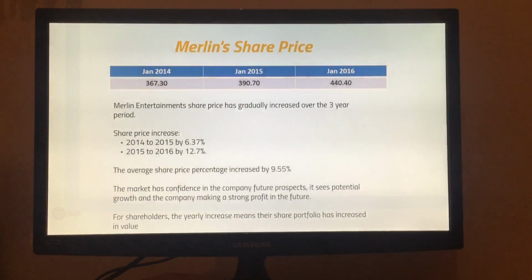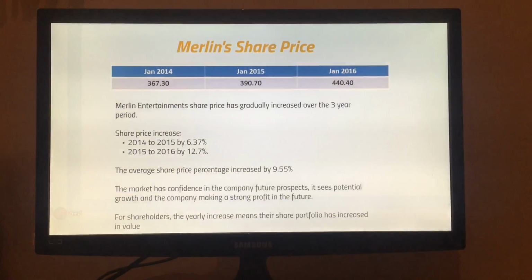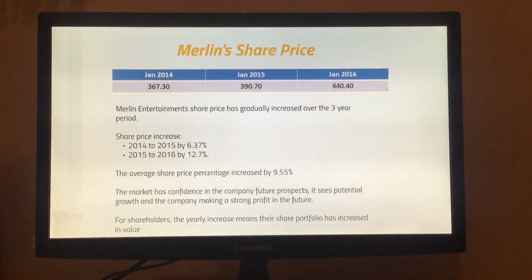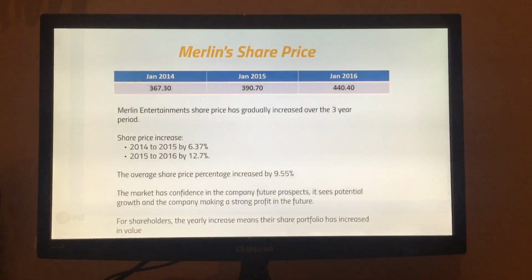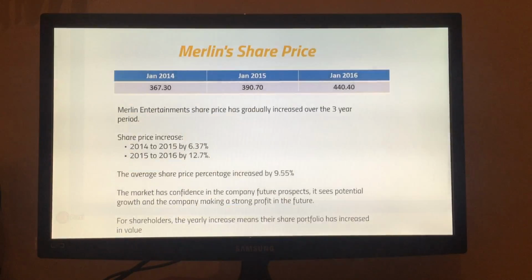The data collected shows that the market has confidence in the company's future prospects. It sees potential growth and the company making a strong profit in the future. For shareholders, the yearly increase means their share portfolio has also increased in value.